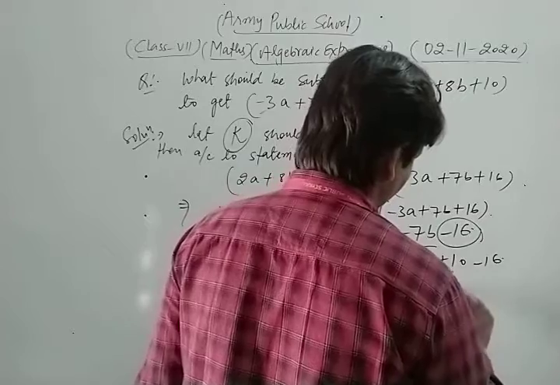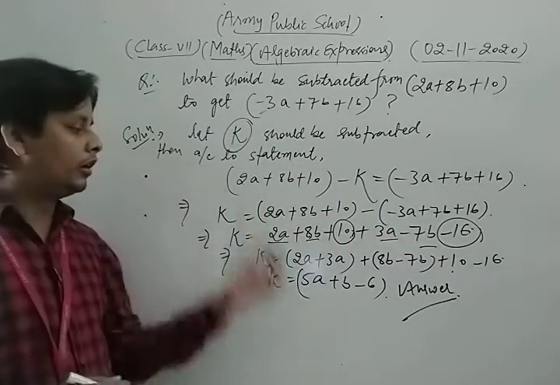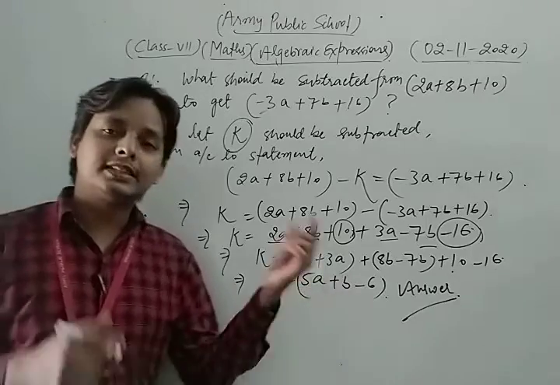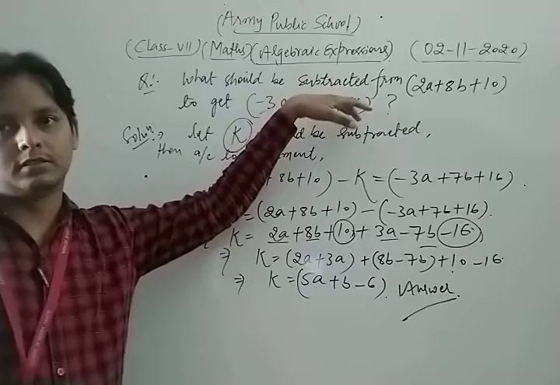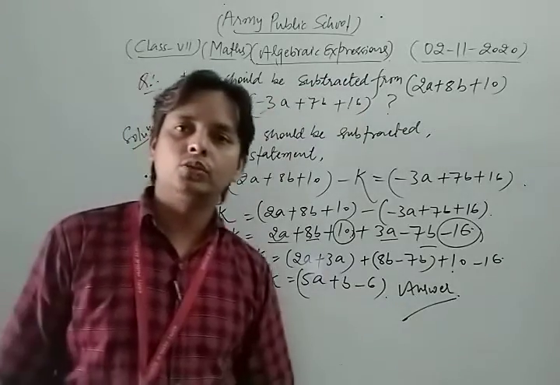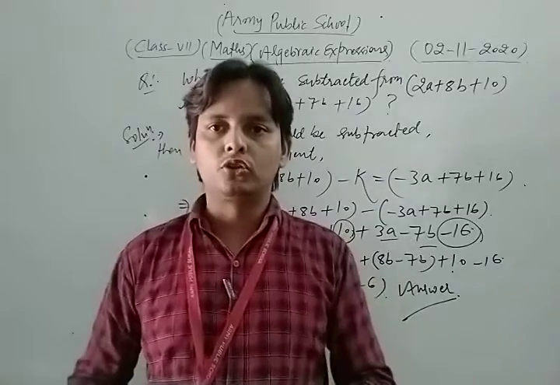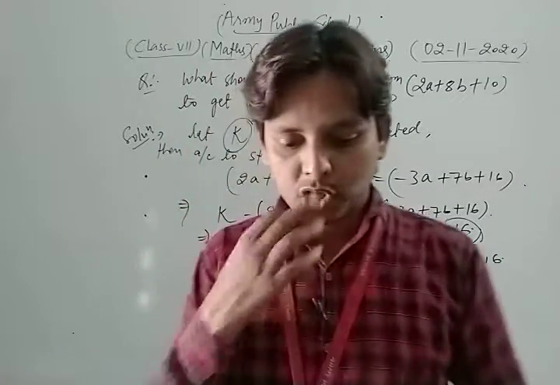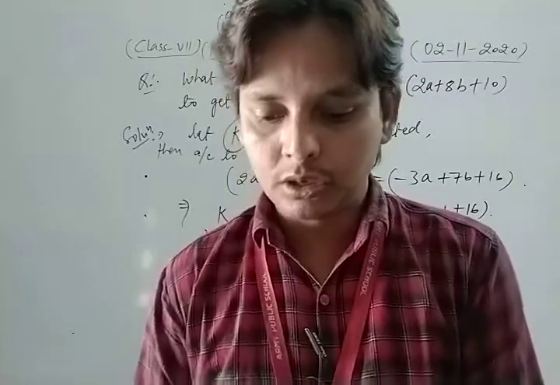Okay, dear friends, thus in this way we can say that 5a plus b minus 6 is to be subtracted from this to get this. Thus in this way you can solve each and every question of your NCERT exercise based on these topics. Now we discuss the next topic of that chapter, which is finding the value of an expression, the last topic of that chapter.